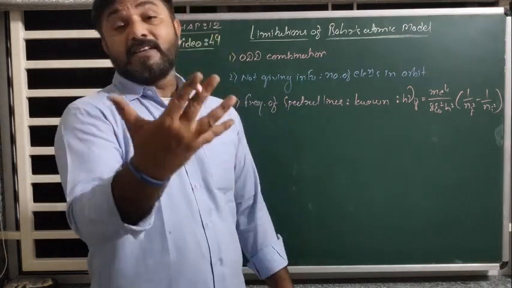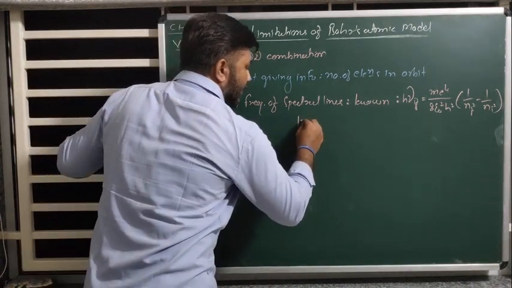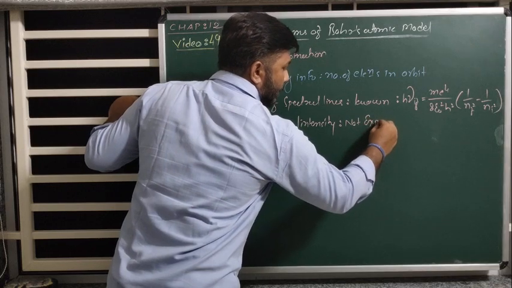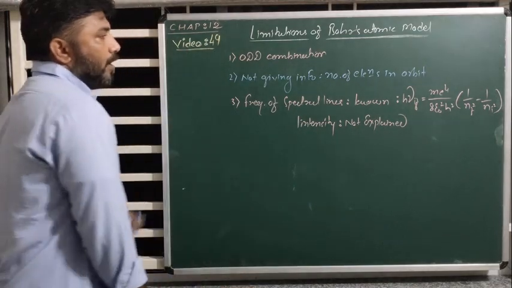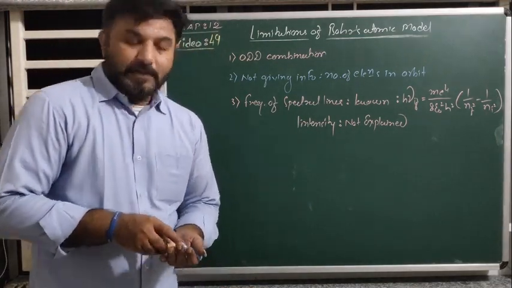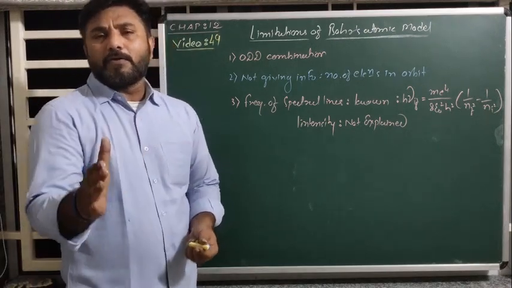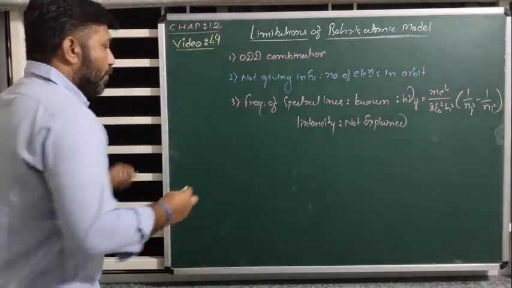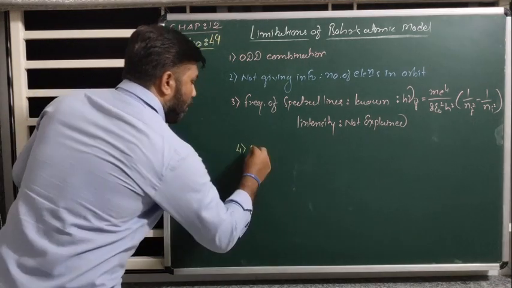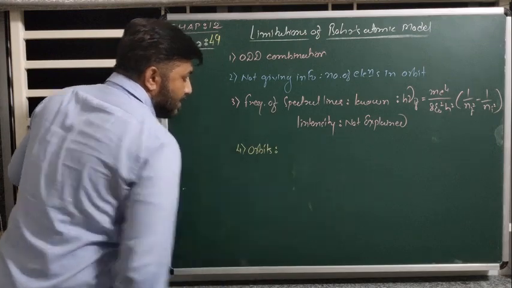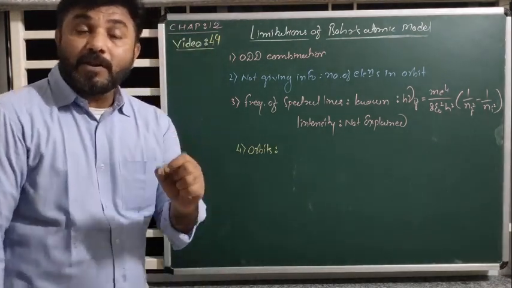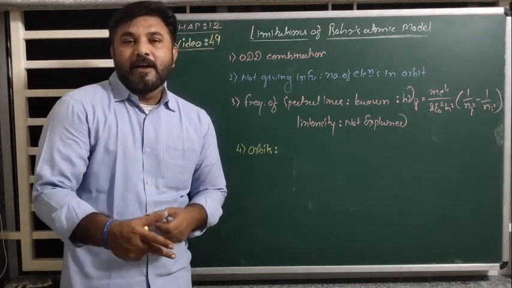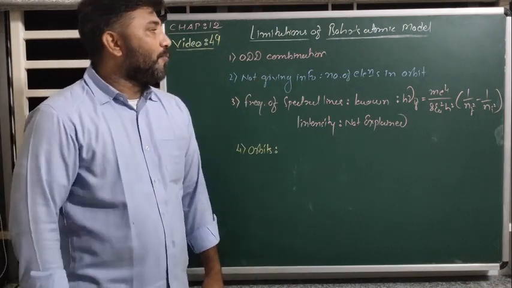But what about the intensity? The intensity of that spectral line is not explained with the help of Bohr's atomic model. Means there is a limitation of Bohr's atomic model: it is not able to explain the intensity of the spectral lines of line spectra. Fourth one. What is that fourth one? Orbits. Means electrons are revolving around the nucleus in a circular orbit. Circular orbit? Really? Why? These things were not explained with the help of Bohr's atomic model.